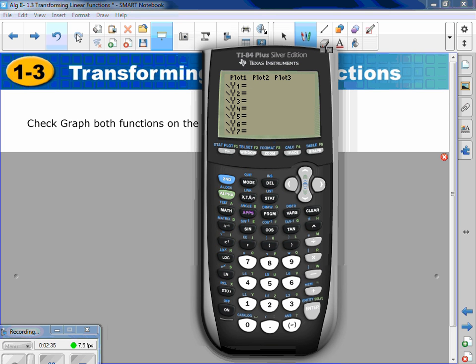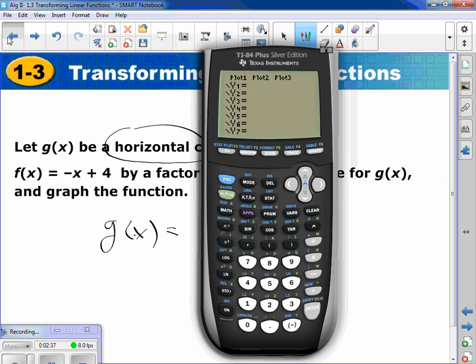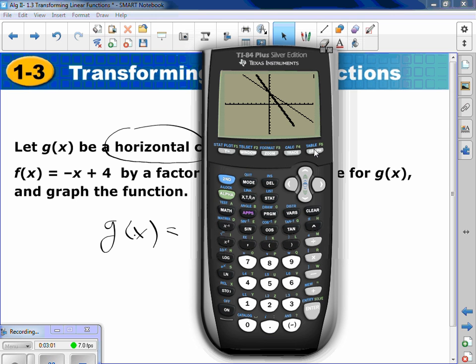I have the original function of negative x plus 4. The new one we said was negative 2x plus 4. There's the first graph. There's the second graph. You have to think by a factor of 1/2. You're actually making it a little bit steeper. But it still goes through the exact same intercept.